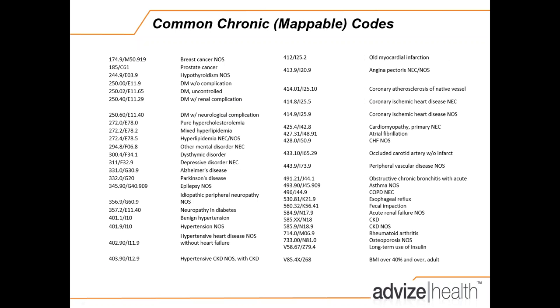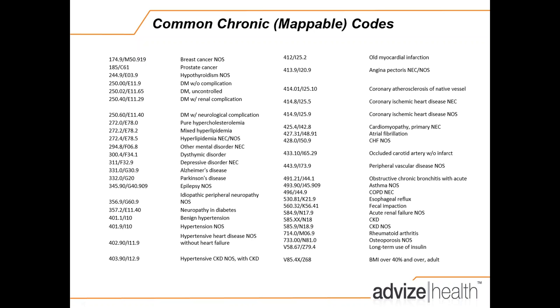Common chronic mappable codes. I use the word mappable in this presentation because these codes are mapped to an HCC code. And remember, if you went back to the HCC codes 1 through 87, it is mentioned that the 1 through 87 is attached to a specific diagnosis code that is actually a chronic condition. So that's the mapping. The mapping is a diagnosis code that maps to an RX HCC or an HCC category code, the 1 through 87.